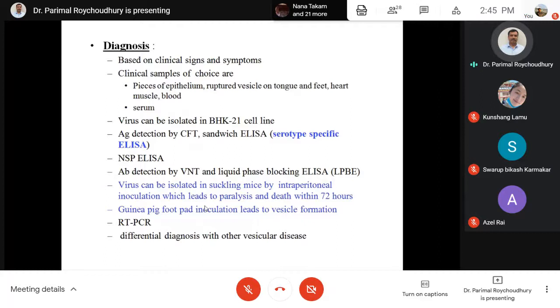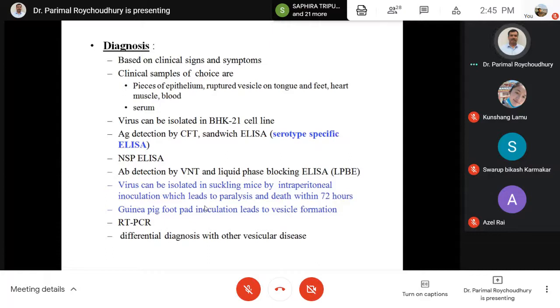Now coming to the diagnosis. Of course, the clinical manifestation is so prominent in cattle. Rarely do we need much of an approach for confirmatory diagnosis. However, there are some vesicular diseases in pigs and cattle, like vesicular exanthema or swine vesicular disease, where the animals may show a similar kind of symptoms. And for that, definitely we have to go for a laboratory approach for diagnosis of the disease.